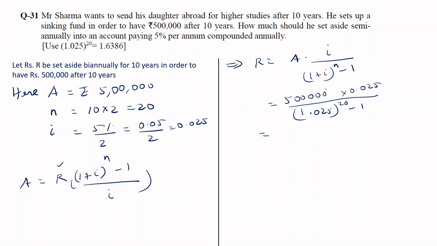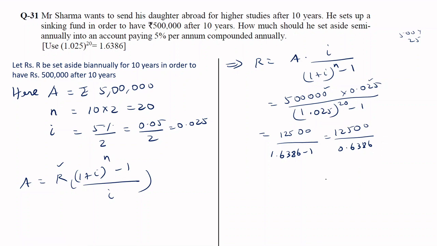So here 5 lakhs into 0.025 is 500 into 25. So it is 12,500 divided by 1.025 whole raised to 20 is 1.6386. It is given in the question, minus 1. So this is 12,500 divided by 0.6386. So we can either divide this. If it is difficult to divide, we can also use log tables to find the value.